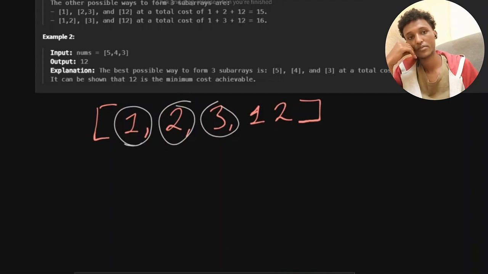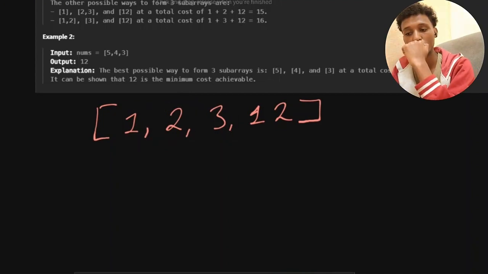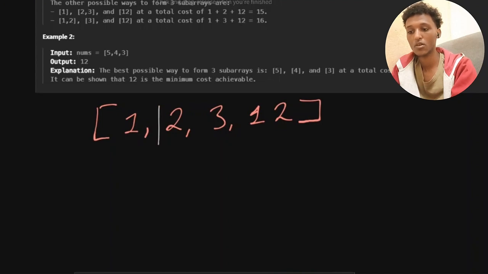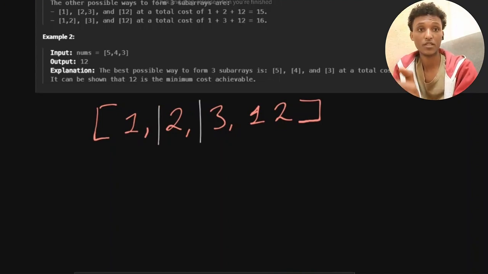Okay, what we can do is, in this problem, always the first element will be counted into our cost, because when we take the partition, always the first element is the cost of the first partition of that array, right?